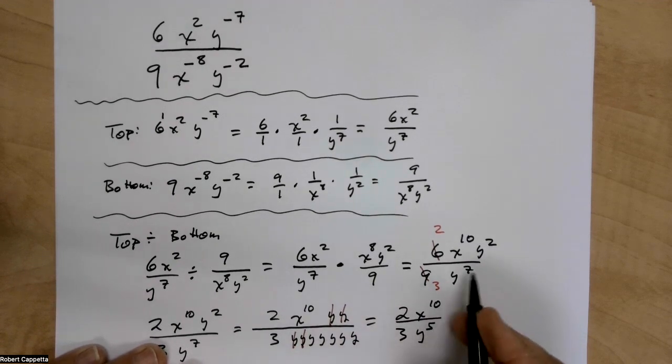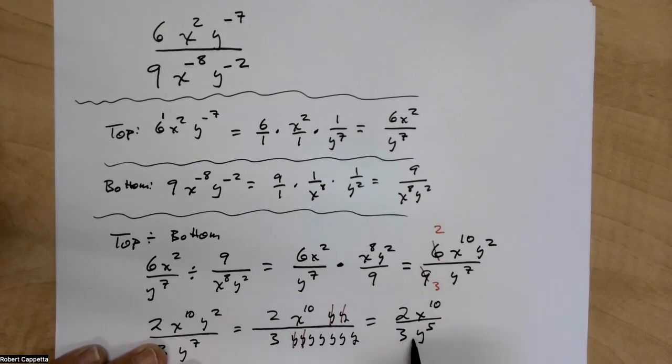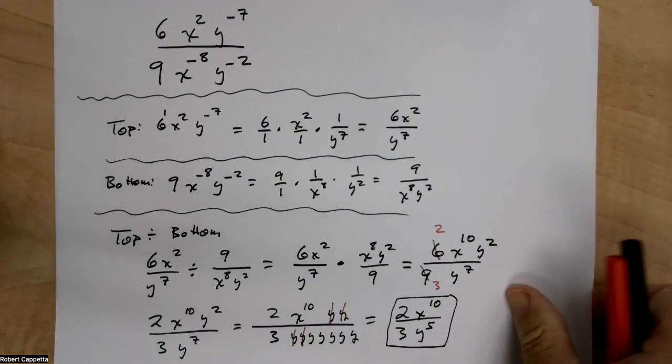And if you look at this, it's not terribly surprising. There's more y's on the bottom by 5. So y to the 5th is what's left downstairs, and that's my final answer. So that's the long way. We can do both of these problems in a somewhat shorter way. So let's do it, and let's see if our answers are the same.